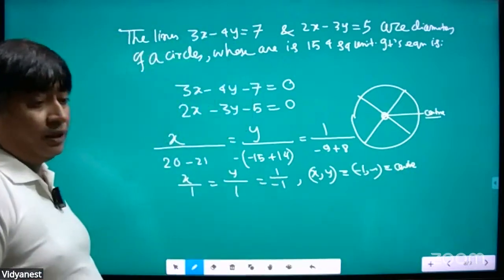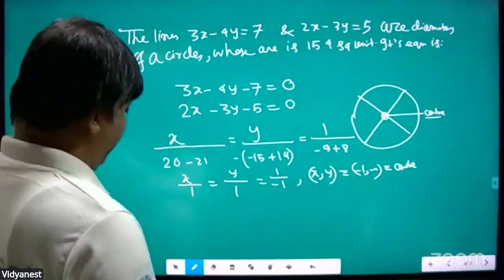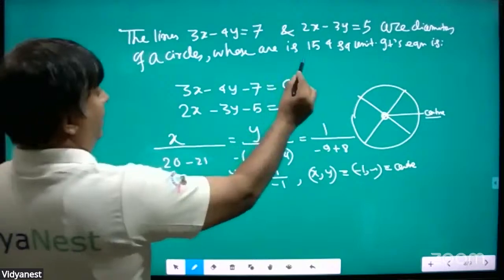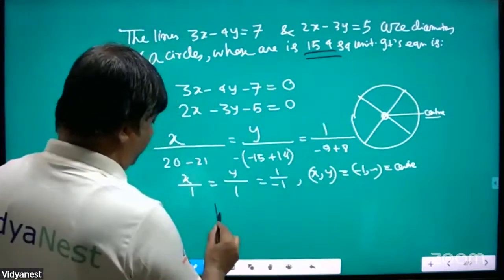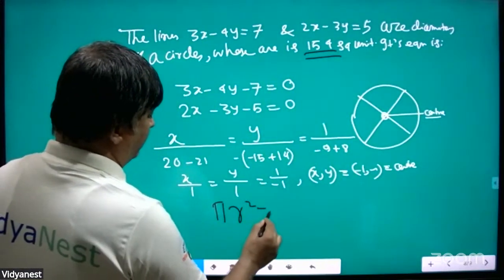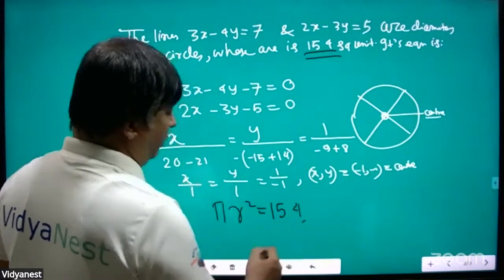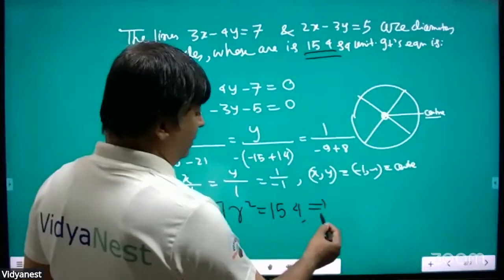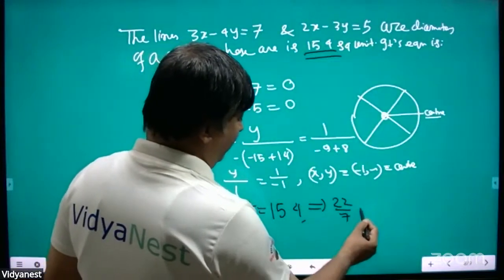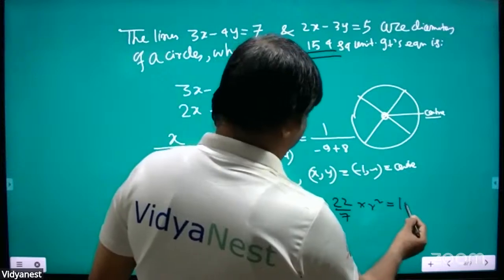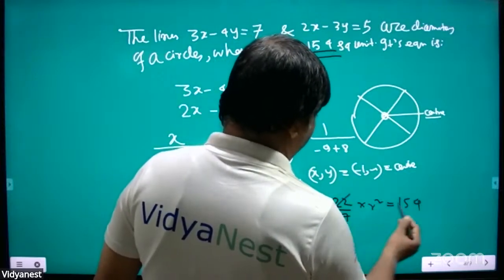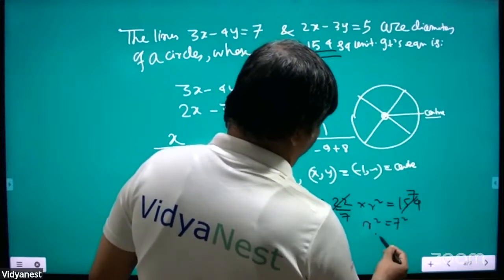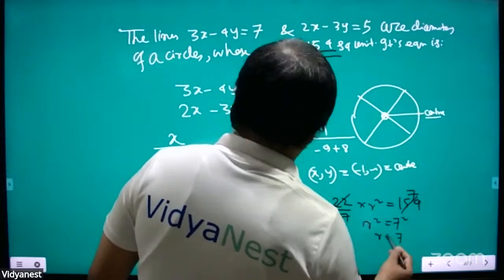Yes, sir. Now how to find the radius? You recall the formula of mensuration. Area is given as 154, so pi r square is 154. Yes or no? Yes, sir. So what is pi? 22 by 7 r square. Can it be cancelled? Yes. R square is 7 square. We have got the center and radius both.